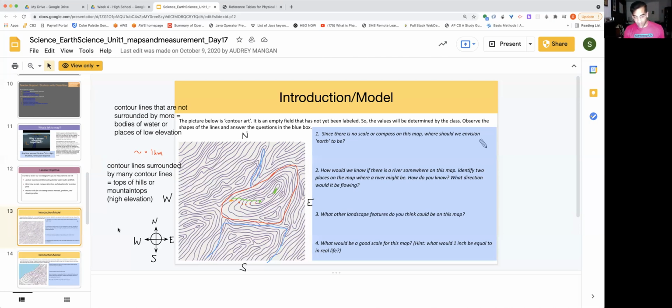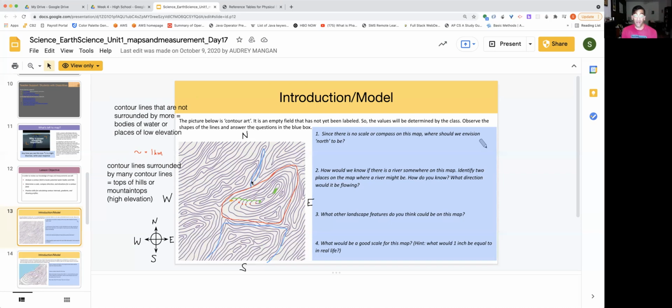In a contour map, we're not going to get that information about important places and names, because all they want to focus on in a contour map is the actual change in elevation of the geographic area that's being mapped. And so, again, we look to these points that are not really surrounded and seem to be outside of these concentric squiggly lines, and those would be bodies of water or places of low elevation.